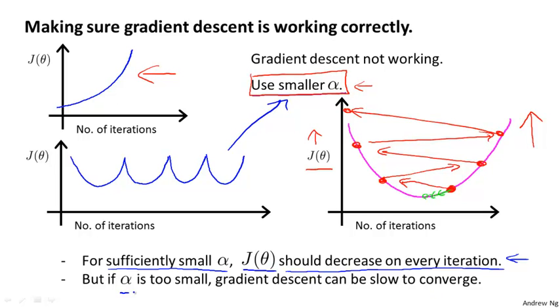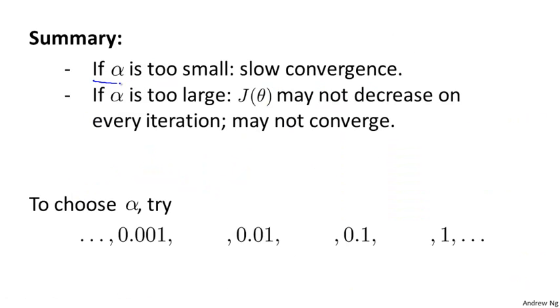But of course, you also don't want your learning rate to be too small, because then gradient descent can be slow to converge. If alpha were too small, you might end up starting out here, say, and taking just minuscule baby steps, and taking a lot of iterations before you finally get to the minimum. And so if alpha is too small, gradient descent can make very slow progress and be slow to converge. To summarize, if the learning rate is too small, you can have a slow convergence problem.